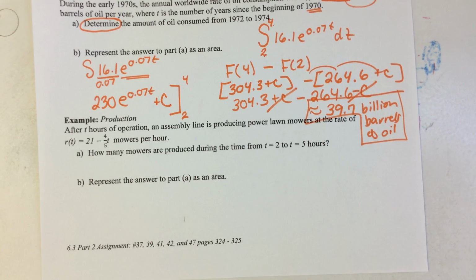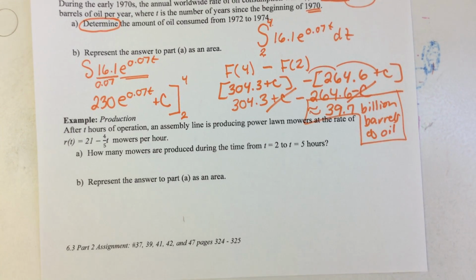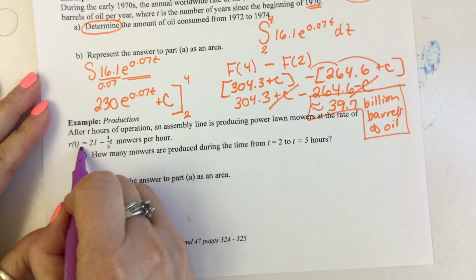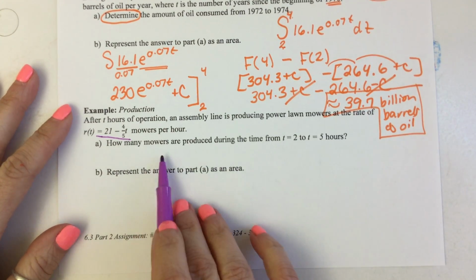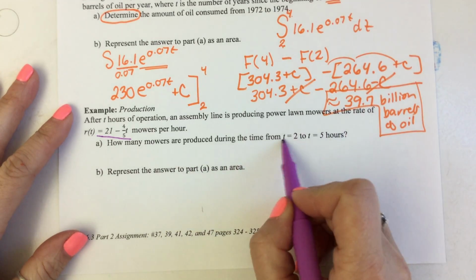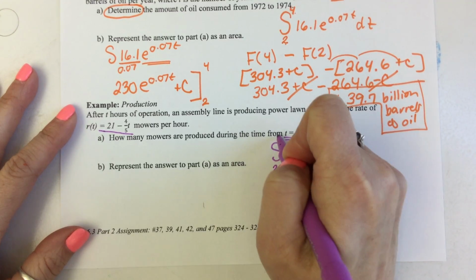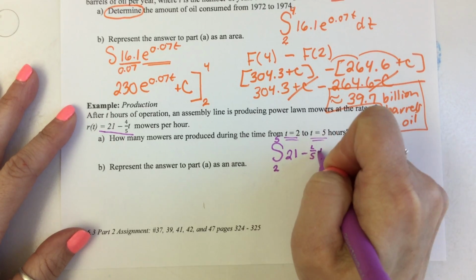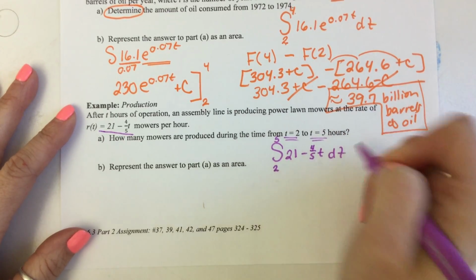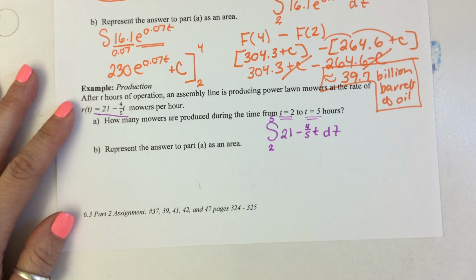Okay, last one together. After T hours of operation, an assembly line is producing power lawnmowers at the rate of 21 minus 4/5 T mowers per hour. How many mowers would be produced during the time 2 to 5 hours? So I have 2 to 5 hours. Our function is 21 minus 4/5 T. To indicate that that was a derivative, it's dt. So that is part A. That's how you would calculate it.